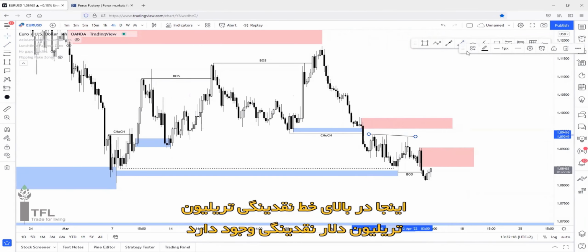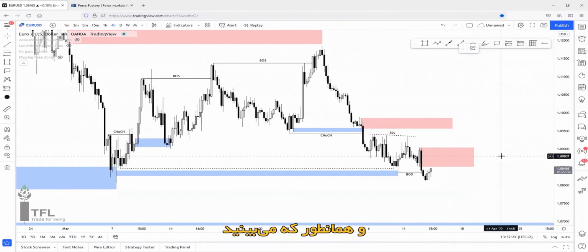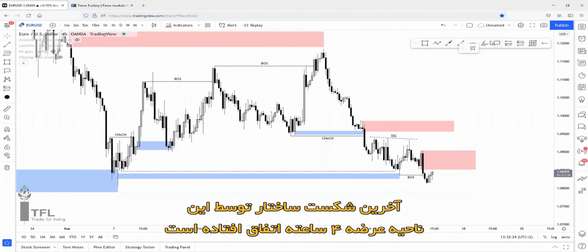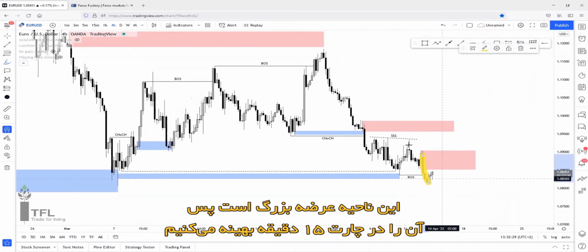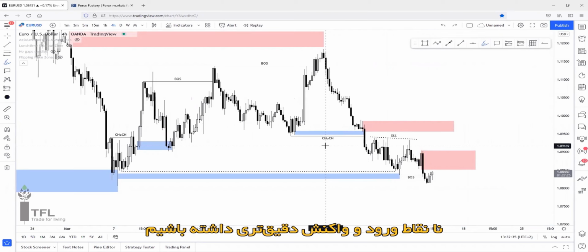Trillions and trillions of dollars are sitting just above this liquidity line. And as you can see, the last break of structure has been caused by this 4-hour supply zone, right? So the last break of structure has been caused with inefficient movement from this supply zone. And this is a huge supply zone, so we will refine it on the 15-minute chart for a more precise entry point and reaction point.